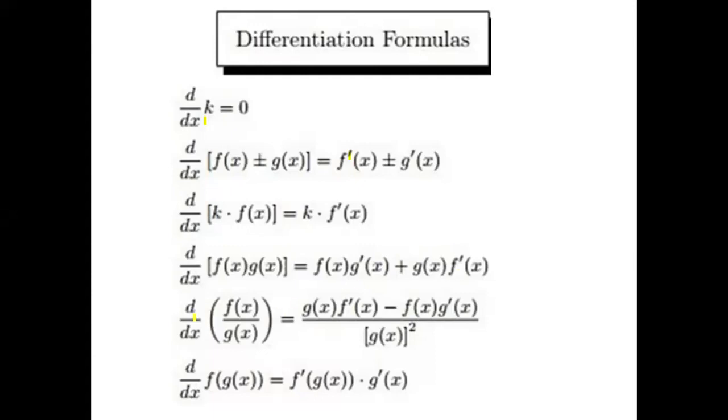Next is u by v. Derivative of u by v. What is the formula? v derivative u minus u derivative v upon v square. Right? So g of x into f dash x minus f of x into g dash x upon denominator square.